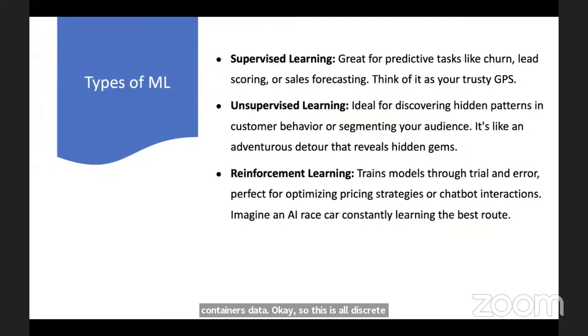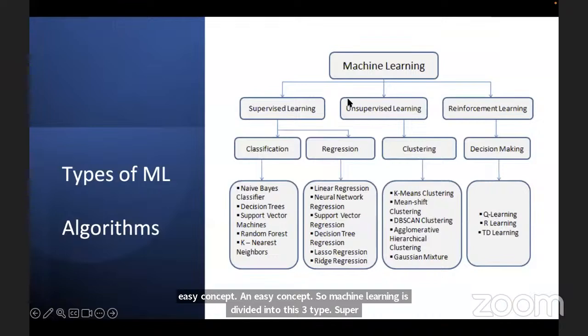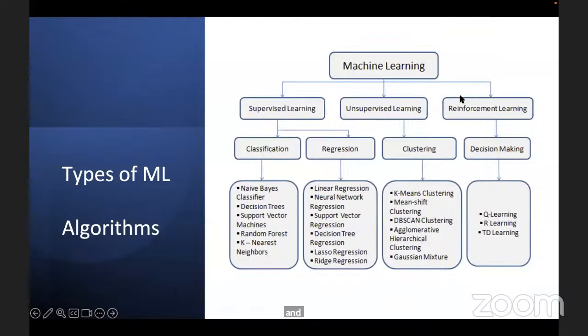On that basis, we have three types of algorithm: supervised learning, unsupervised learning, and reinforcement learning. Now I'm going to guide you in detail on how to apply the algorithm in an easy concept. So machine learning is divided into these three types: supervised learning, unsupervised learning, and reinforcement learning.